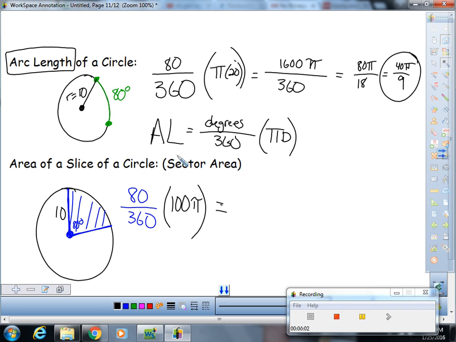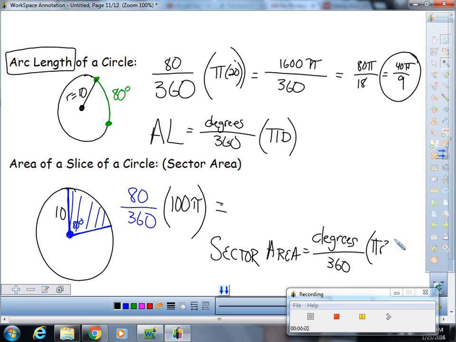This is now sector area. A sector is the official name for a piece of pie. And that is the degree measure of the sector over 360 times pi r squared. So that's all of 9.2, okay?